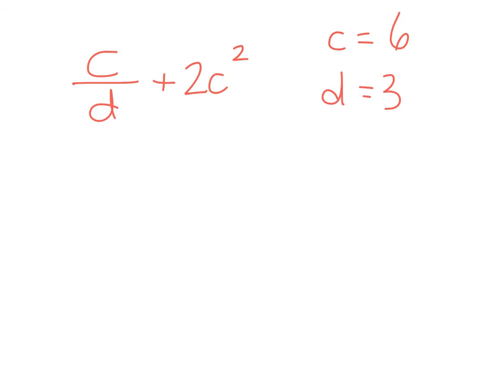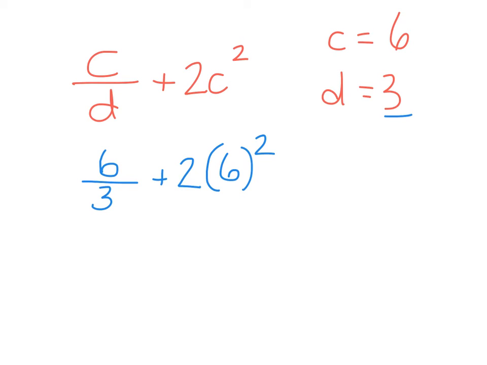All right, so this problem we have c divided by d plus 2c squared when c equals 6 and d equals 3. So let's take the c out, and we're going to put a 6 in its place, divided by d, which is 3, plus 2 times 6 squared. We need to take this one step at a time. If we don't, we're going to make a mistake.